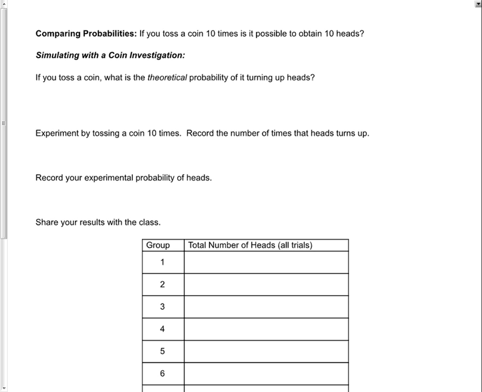Next, we're actually going to compare probabilities. We're going to compare experimental probability to theoretical probability because those two concepts are different. Okay, and so we're going to start with a coin investigation.